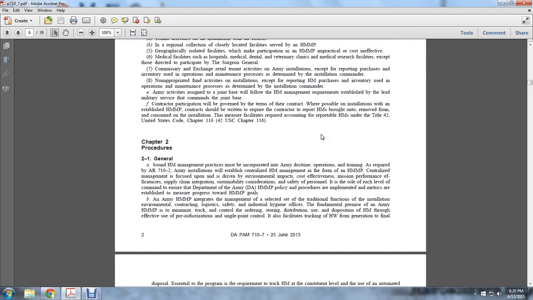as required by AR 710. Army installations established the centralized HMM, hazardous material management, in the hazardous material management program. Centralized management is focused on and driven by environmental impacts, cost efficiency, mission performance efficiencies, supply chain integration, substantial consideration, and safety of personnel.